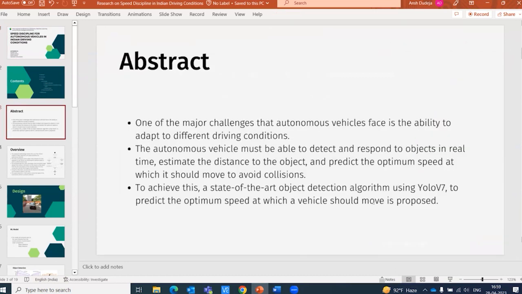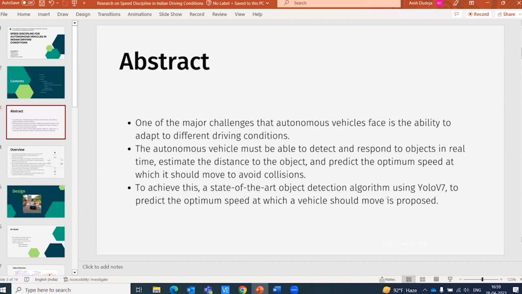So the abstract of the paper is that one of the major challenges that autonomous vehicles face is the ability to adapt to different driving conditions. Currently, all the research that has been done for autonomous driving models has been focused on current markets, but there has been no model for Indian driving discipline. And in that case, we are trying to propose a model and some data with this research.